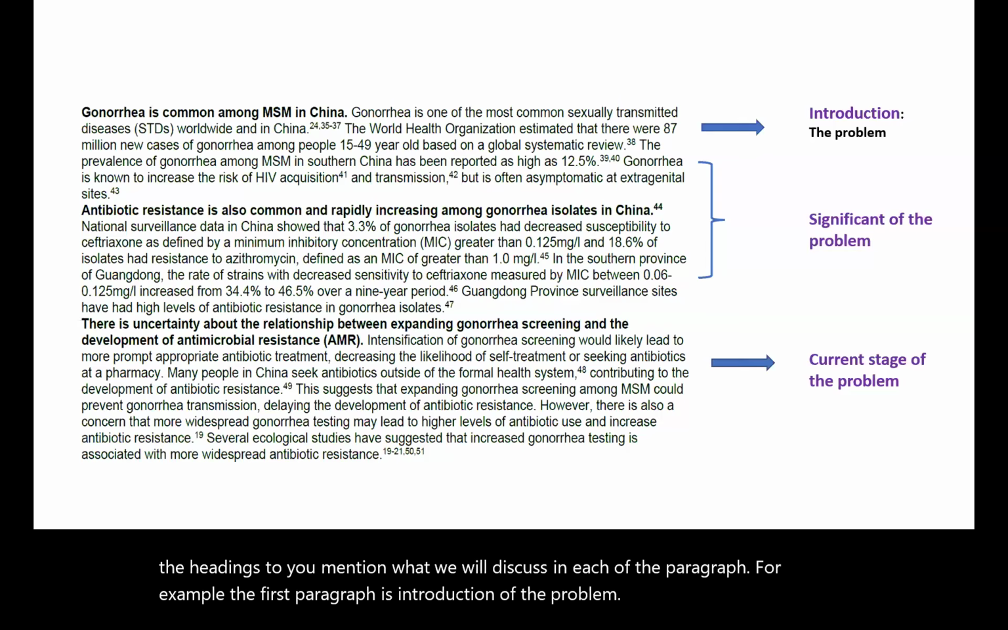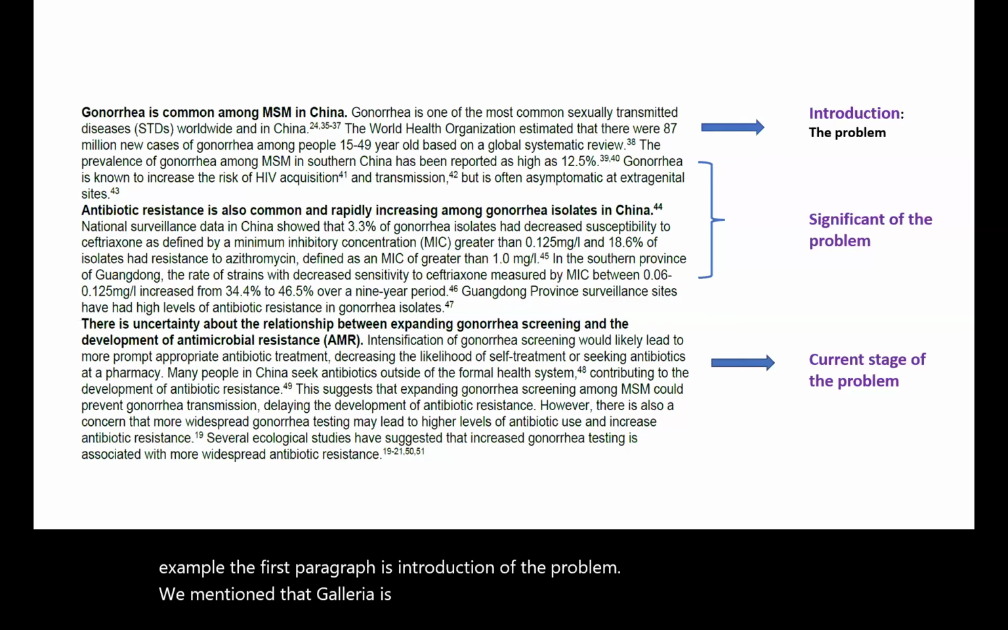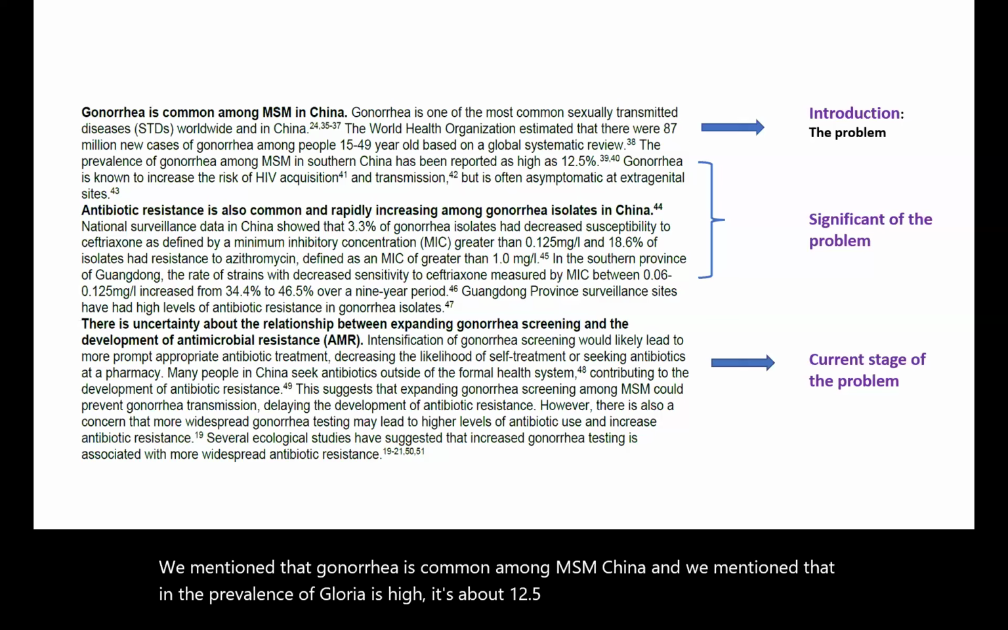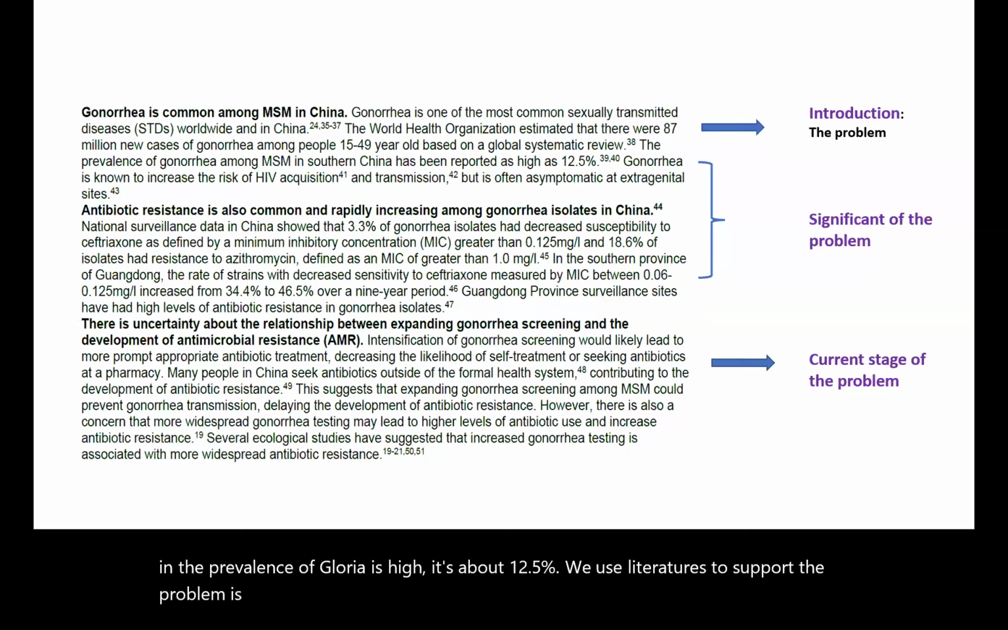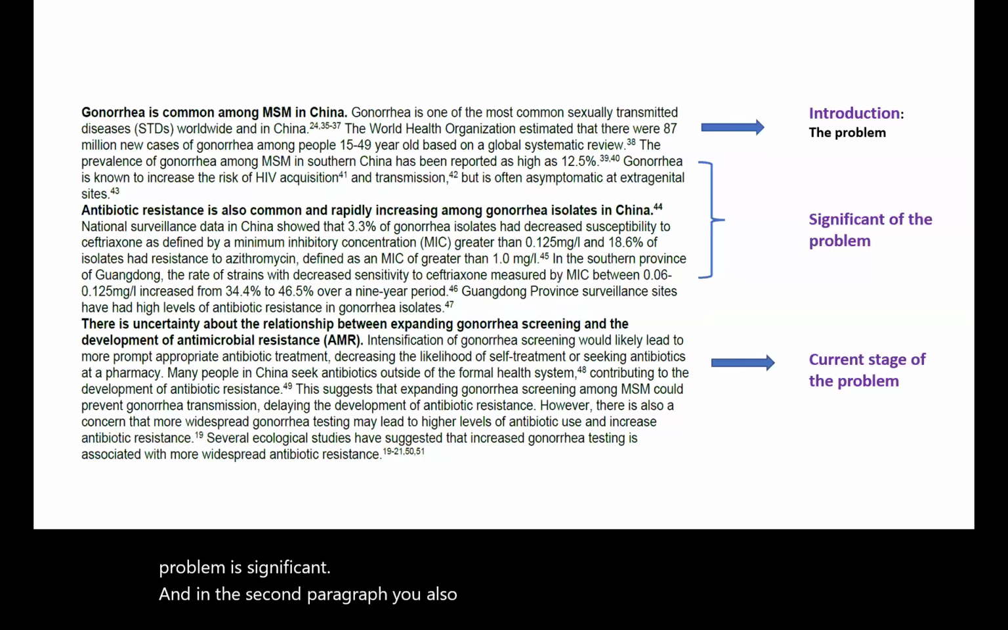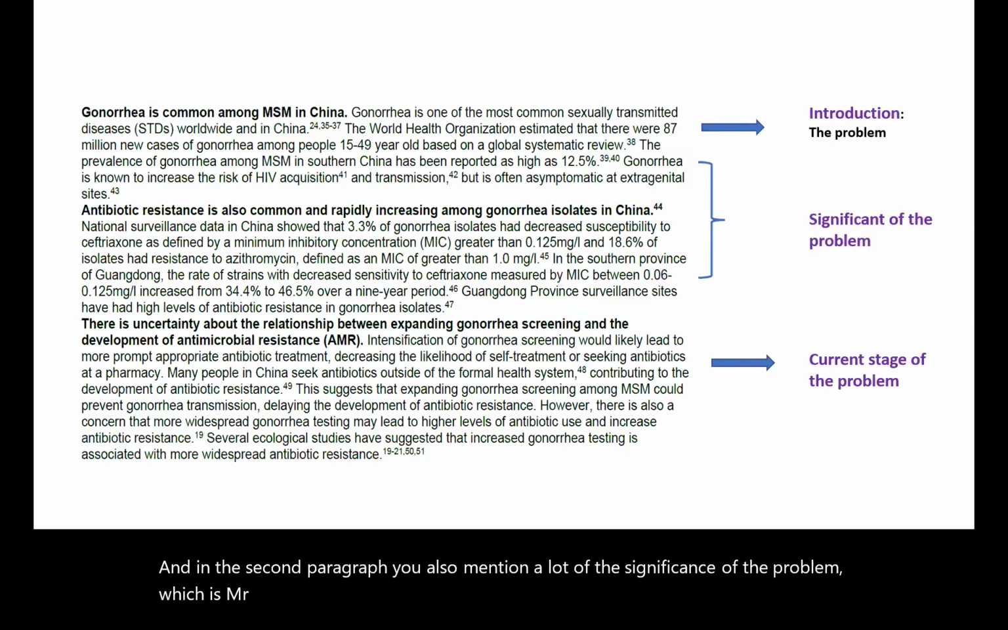We mentioned that gonorrhea is common among MSM in China. We mentioned that the prevalence of gonorrhea is high, about 12.5%. We use the literature to support that the problem is significant. And in the second paragraph, we also mentioned the significance of the problem, which is the AMR issue. AMR is a leading challenge for gonorrhea control in China.